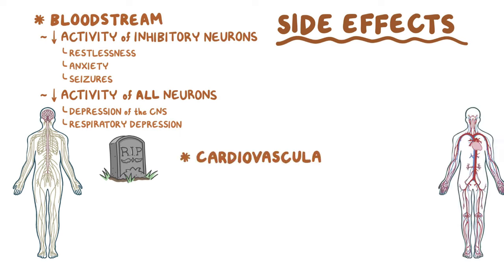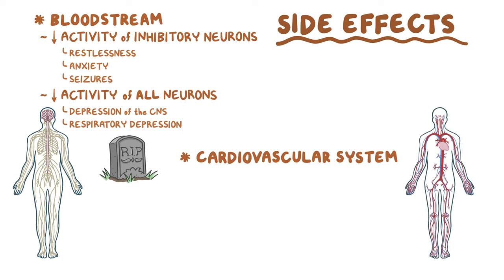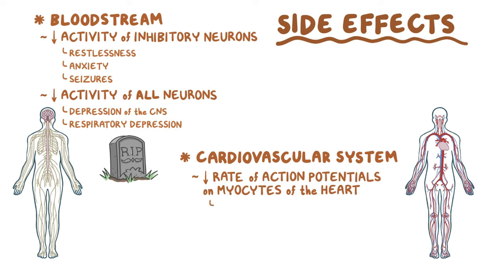In the cardiovascular system, local anesthetics, in general, have a similar effect as in neurons. They decrease the rate of action potentials on myocytes of the heart, which can cause bradycardia and decreased cardiac output. In addition, local anesthetics generally cause vasodilation, which can result in further hypotension.